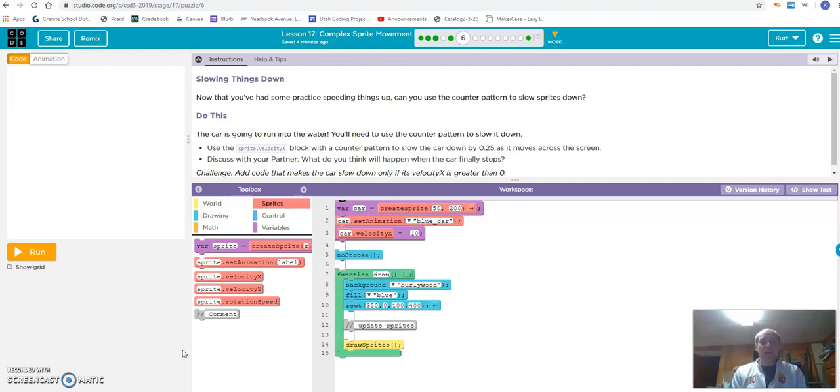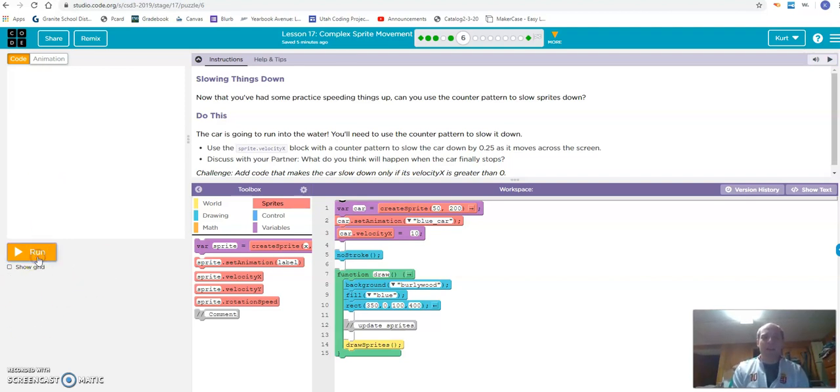In this particular program, the car is going to run into the water. You need to use the counter pattern to slow it down. So we're going to use the Sprite.VelocityX block with a counter pattern to slow the car down by 0.25 as it moves across the screen. Discuss with your partner what you think will happen when the car finally stops. Then we need to add code that makes the car slow down only if the velocity x is greater than 0. We're going to go through that challenge as well, and I'm going to show you and explain what's happening.